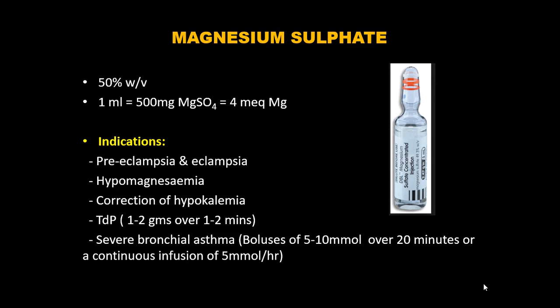Magnesium sulfate, it is available in 25% as well as in 50% weight by volume ampules. 1 ml contains 500 milligrams of magnesium sulfate, which is equivalent to 4 milliequivalents of magnesium. Indications are preeclampsia, eclampsia, hypomagnesemia and correction of hypokalemia, and in torsades de pointes. The last one is an off-label indication, severe bronchial asthma, where boluses of 5 to 10 millimoles over 20 minutes can be used.